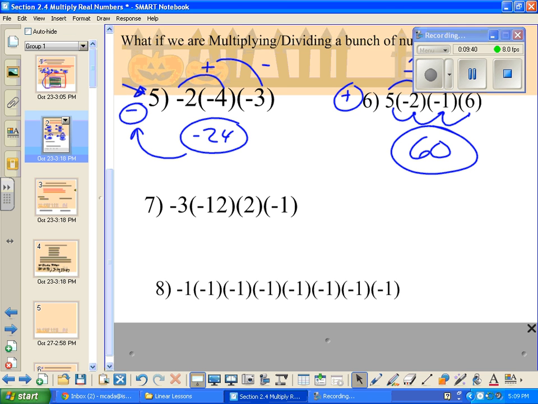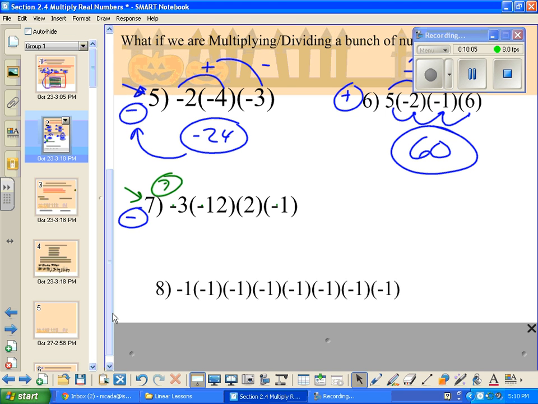You can also just count up the number of negatives that appear in the problem, and that can tell you if your answer should be positive or negative. So in this problem number 7 right here, I see that I have 1, 2, 3 negatives. I have 3 negatives, and you'll find out, as I'll show you on the next page too, that if you have an odd number of negatives, you're going to get a negative answer.